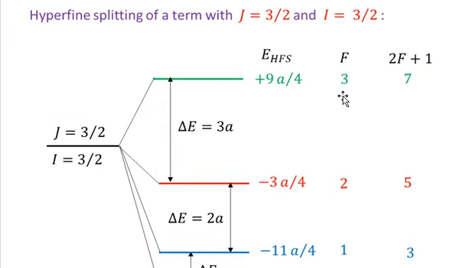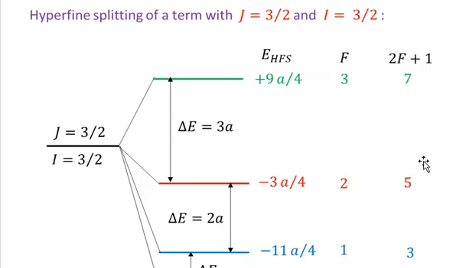So when the value of f is equal to 3, the value of j is equal to 3 by 2, and the value of I is equal to 3 by 2, you put these three values in the previous equation which I have shown over here, and you can find E_HF in terms of the constant A to be equal to 9A over 4. So this level shown in green has an E_HF value, the energy of the hyperfine structure corresponding to this level, of plus 9A by 4.